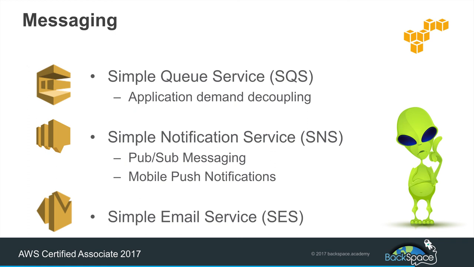The same concept. The next one there is Simple Notification Service, and that provides publish and subscribe messaging. And the way it works is that you would create an SNS topic and you would publish a message to that SNS topic. And anyone who is subscribed to that topic will receive that message. It can also be used for mobile push notifications. For example, if you would like to send from your application push notifications to an iPhone or to Android devices, you can do that through the SNS service.